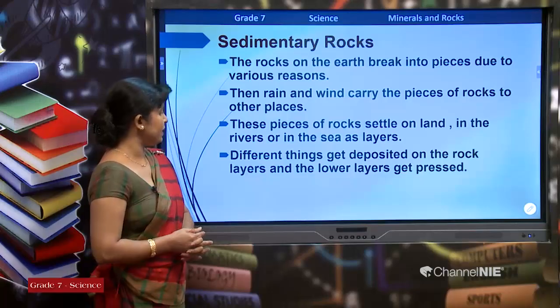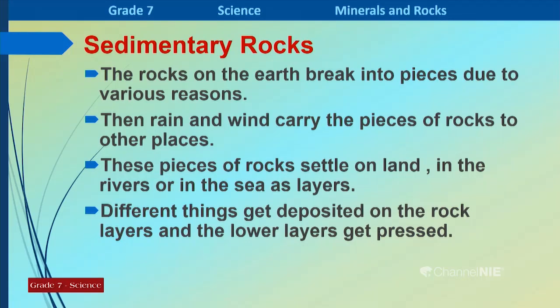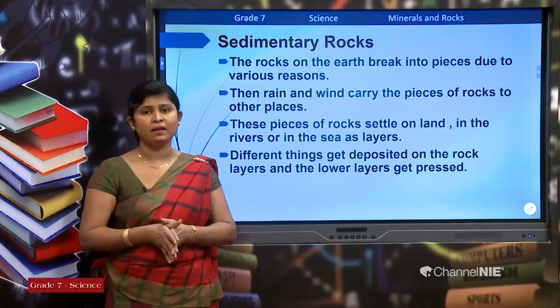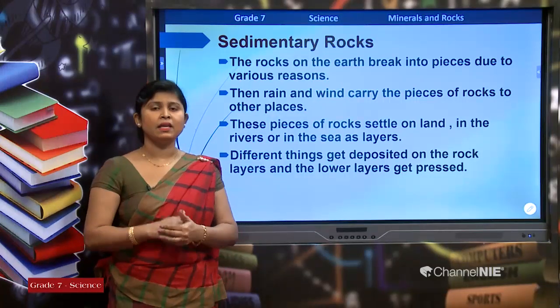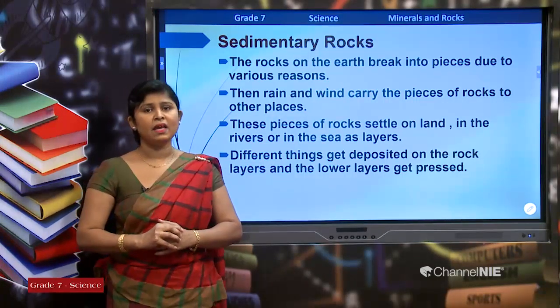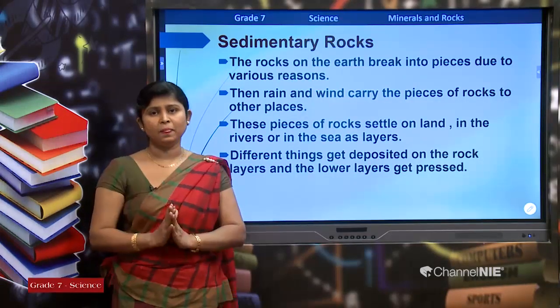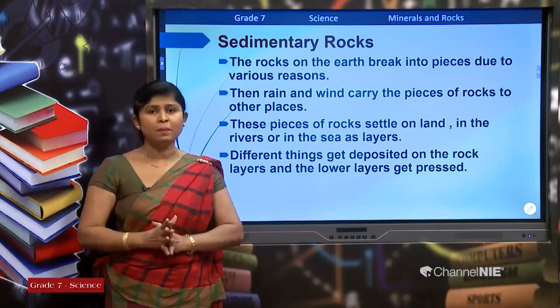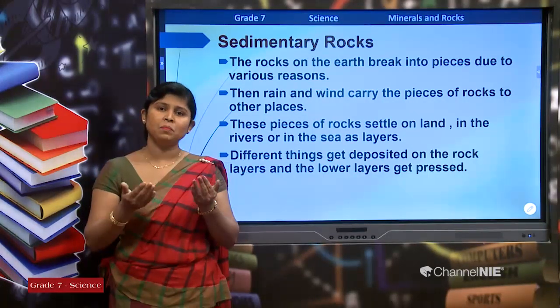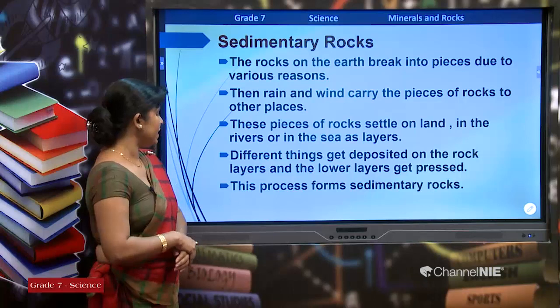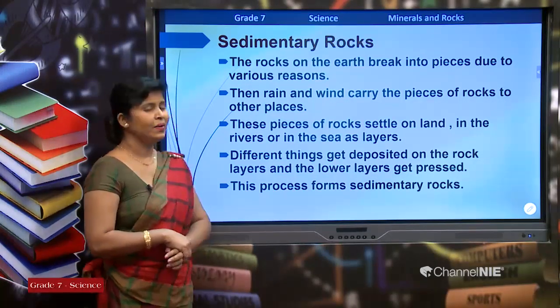Then different things get deposited on the rock layers and the lower layers get pressed, right. Now, there is a layer of small pieces of rocks on the bottom of the ocean or of a river or on the land. Then other substances like decayed plant or animal materials and dead bodies of plants and animals are deposited on that layer. Just because of the weight of the upper layers, the lower layer gets pressed and tightened. Then this process forms sedimentary rocks, right.